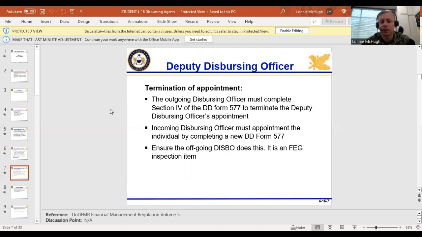And this slide is talking about termination. So again, that's that bottom section of that DD Form 577. And that's how you terminate your deputy or one of your agents. Your deputy will be a PS, probably a PS1 or a PSC, and they will have gone to the deputy disbursing officer school. So they'll have an NEC for that prior to being appointed. So what questions do we have about deputy disbursing?